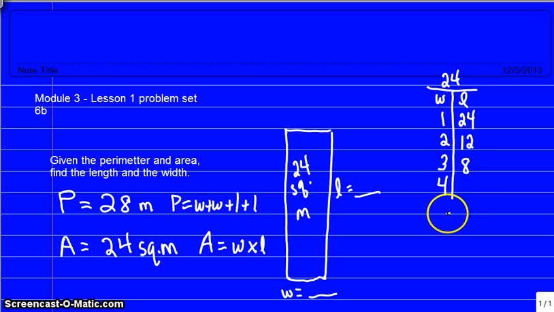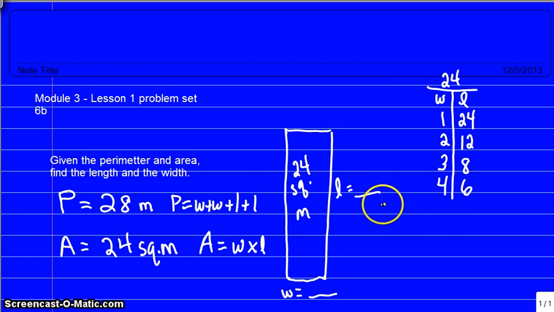Let's see, if I skip counted by 4's, would I get to 24? 4, 8, 12, 16, 20, 24. Yes, actually 6 4's give me 24. 5 times anything give me 24? No, because I know that any multiple of 5 ends in a 0 or a 5. So I get to 6, and now I have repeated my factors, so I know I'm done.